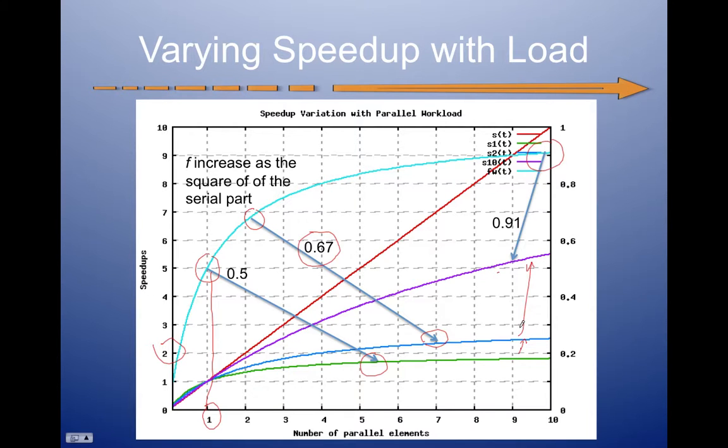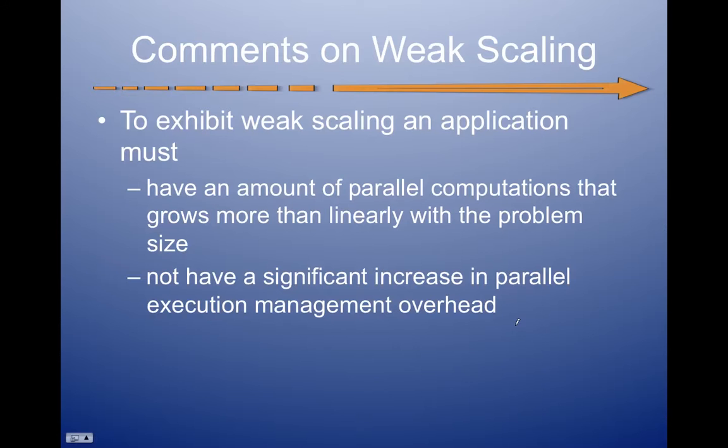So Gustafson explains that if you want to use a bigger parallel machine, you have to increase the problem size you're dealing with. And it makes sense. Usually you want a bigger machine because you have a bigger problem to solve. So an application is going to show weak scaling when the amount of parallel computation grows more than linearly with the problem size. That was n squared before.